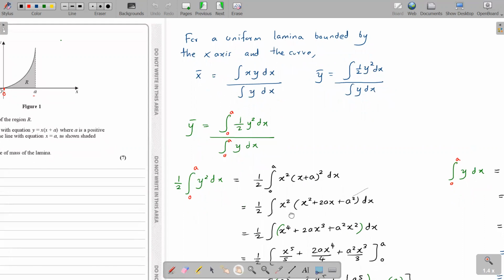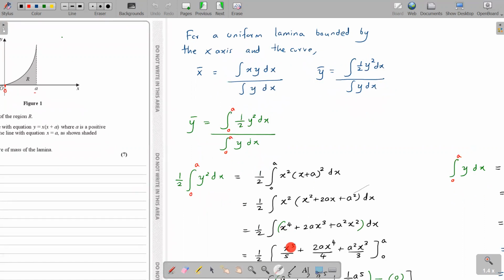Then we can integrate this. The integration of x to the power 4 is x to the power 5 over 5. 2a is a constant, and the integration of x cube is x to the power 4 over 4, plus a square, which is a constant and stays, and the integration of x square is x cube over 3. And you can put your limits from 0 to a because you're done with the integration. Now you can go with the integration limit.